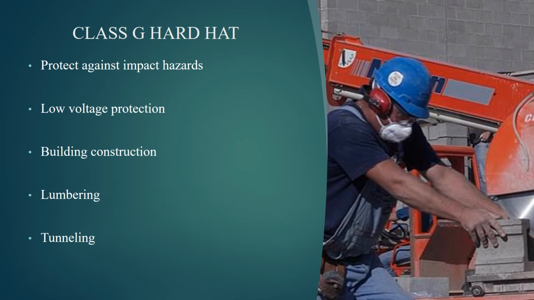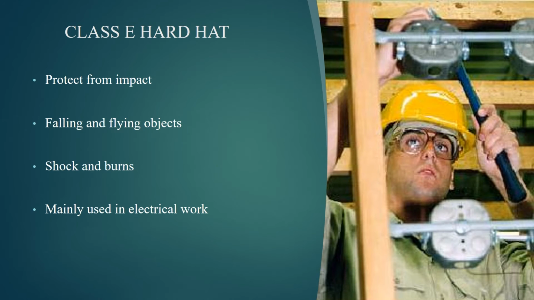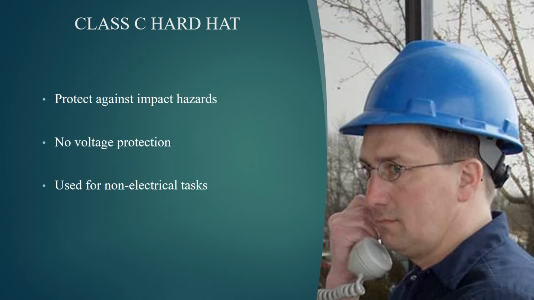The Class G hard hat, also known as General, protects against impact hazards, has low voltage protection, and is used by employees in building construction, lumbering, and tunneling. The Class E hard hat, also known as Electrical, protects from impact, falling objects, flying objects, shock, burns, and is used mainly when employees are performing electrical work. The Class C hard hat, also known as Conductive, protects against impact hazards but does not protect from voltage. It is for tasks that do not involve electricity.